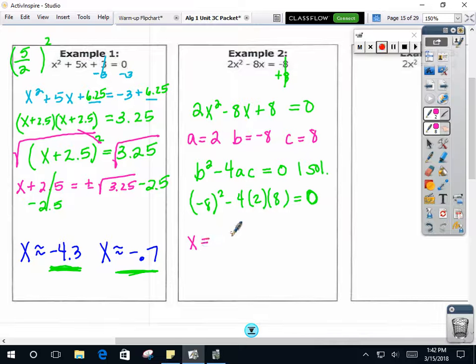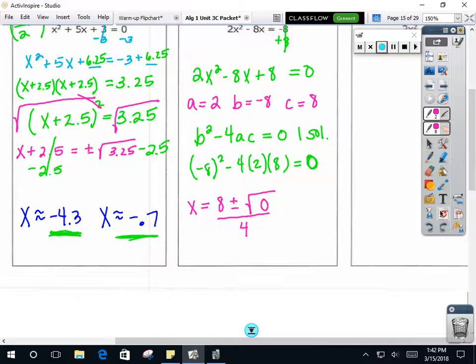x equals negative b. But your b is already negative, so it will become positive. Then plus or minus the square root of b squared minus 4ac, which we now know is just a 0, divided by 2 times a. And what is your a? So that will make a 4. Okay, but now look up there. What is the square root of 0? So is 8 plus 0 or 8 minus 0 going to do anything? No, so just ignore it, and aren't you basically just left with 8 over 4, which is 2, and that's your one solution?